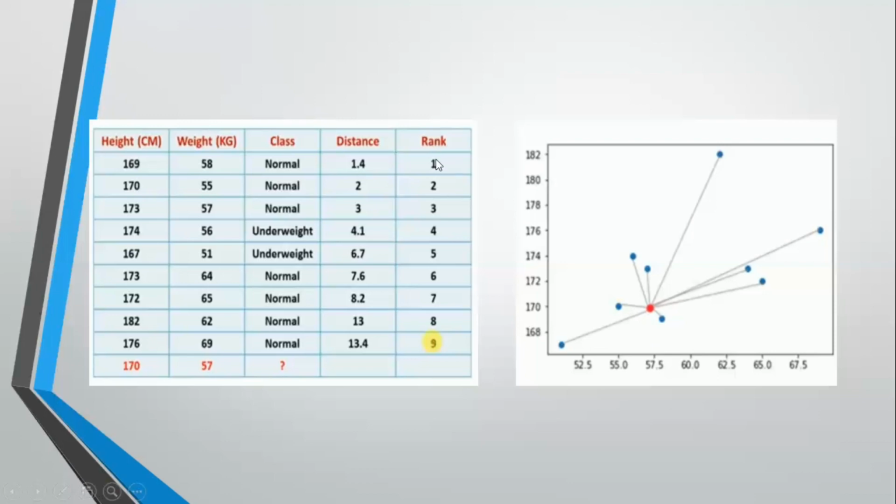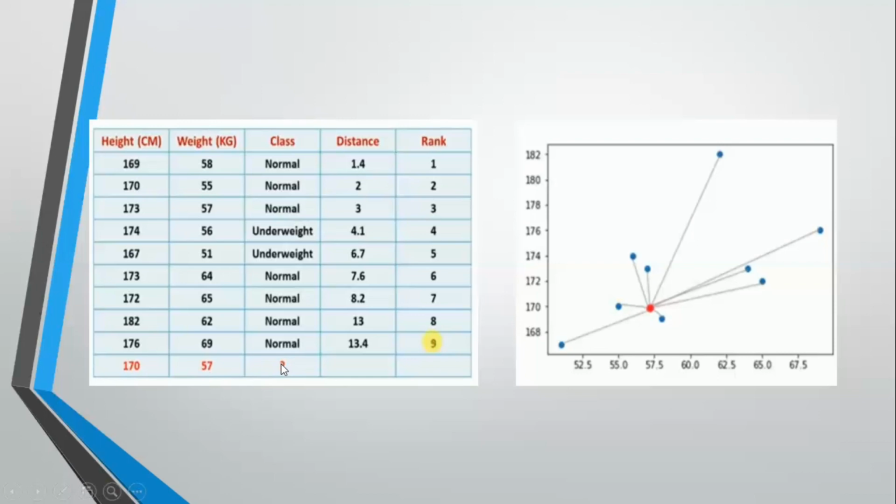Coming back to our algorithm, we have taken the k value as 3. So let me take the first 3 values. The first 3 come under the normal class. So the majority is normal. So a person with height 170 and weight 57 comes under the class normal. This is the way we can apply our KNN algorithm for classification.